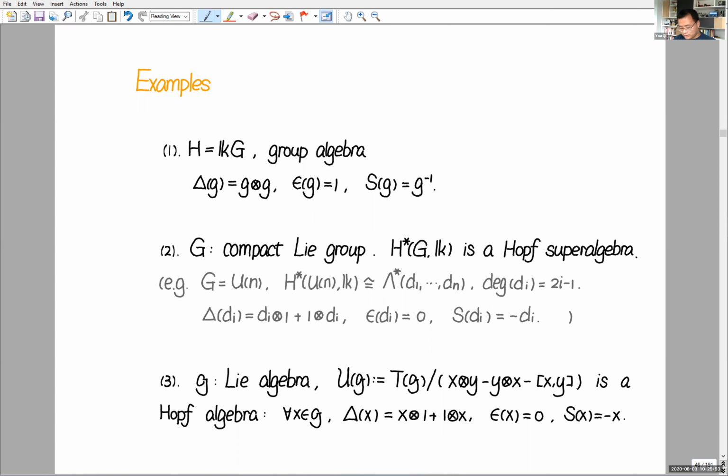So this is a Hopf algebra. For any x, such x are primitive elements: delta x equals x tensor 1 plus 1 tensor x. So on tensor product representations, x acts as a derivation. On trivial representations, x acts as zero, and on dual representations, x acts by minus x. So this is a linearization of the first example where s acts as g inverse. If you think about g equals the exponential of tx and take the derivative, you get the third example.